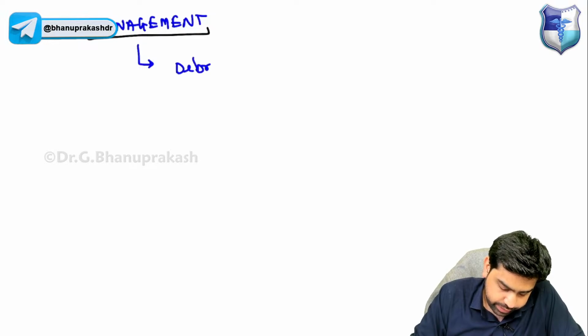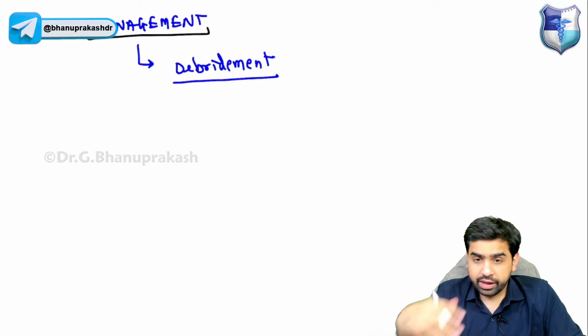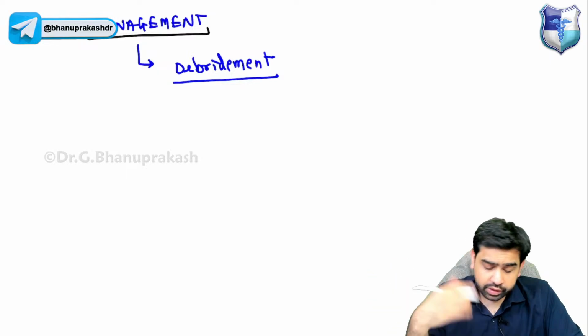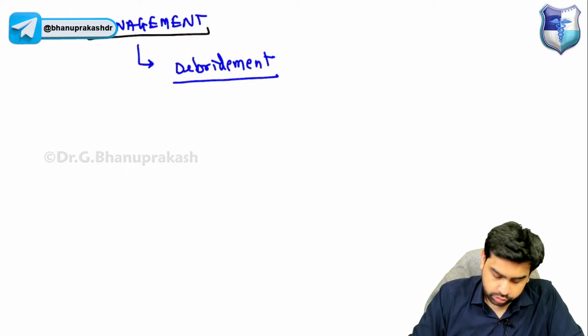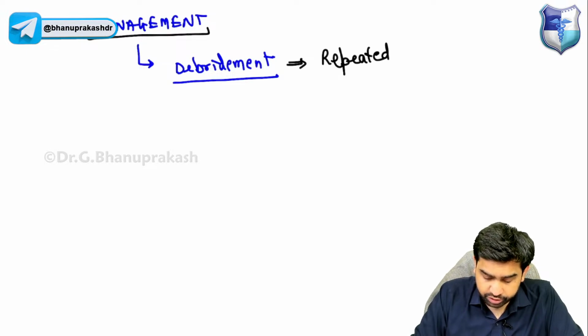with the debridement. What you basically do is debridement. You get rid of all the dead and the necrotic tissues, and after you have gotten rid of all the slough and everything, then what you basically do is, okay, so debridement you basically do. After that you basically put the patients on repeated dressings.